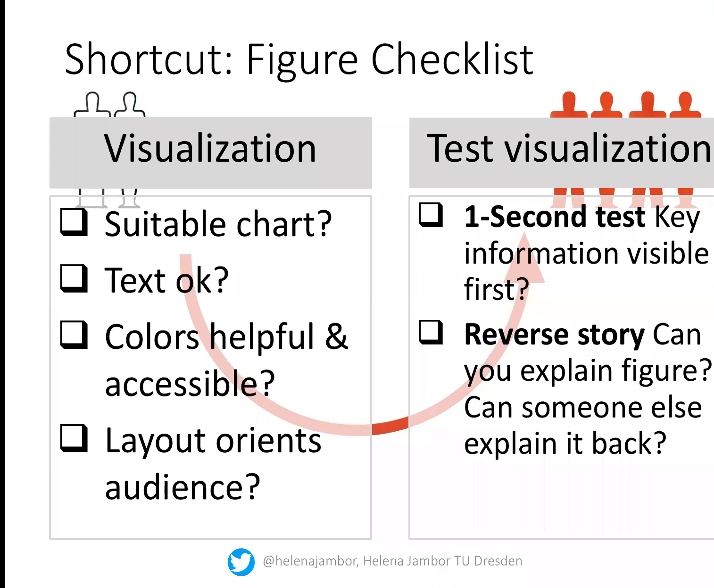So you should each time check if a suitable chart type was chosen. Is the chart type that is used, for example, actually useful for that kind of data? Is the text sufficient and informative, or is this too much text or too little, too many abbreviations? The third part is whether the colors are helpful and accessible. And the last part is if the layout really helps to orient the audience.